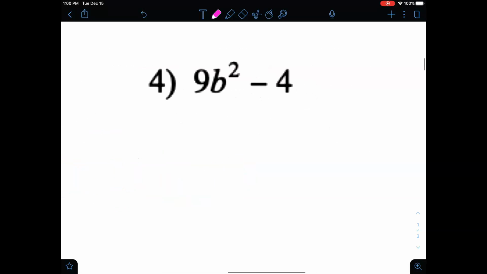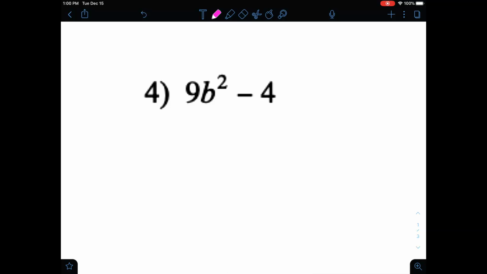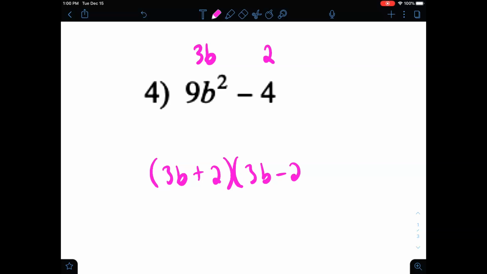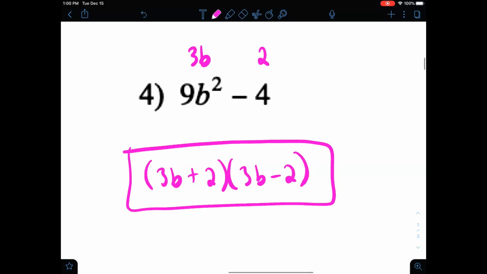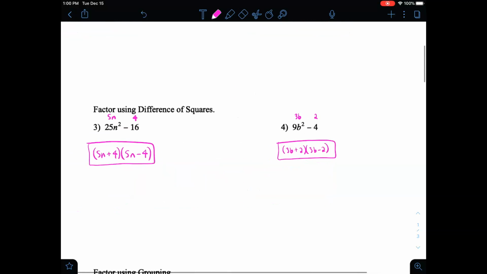All right, next one, number 4, 9b squared minus 4. Are these perfect squares? What's the square root of 9b squared? Well, that's 3b. What's the square root of 4? That's 2, and it is a subtraction between them, which is good. So it's going to be 3b plus 2 times 3b minus 2. And that's it. That's all you've got to do. There's nothing really to solve. It's just a pattern you kind of have to know.